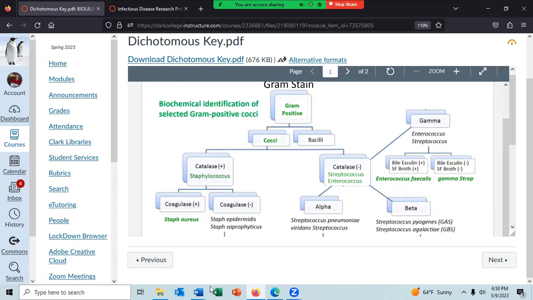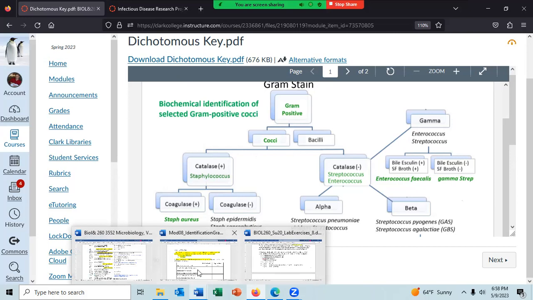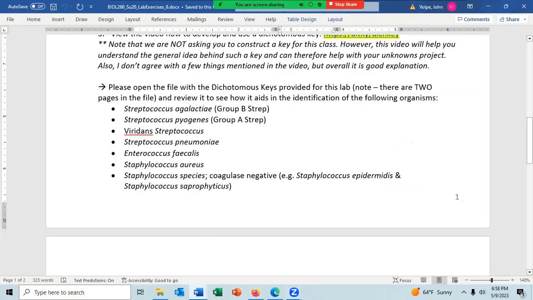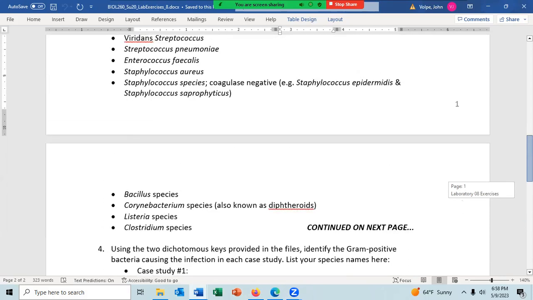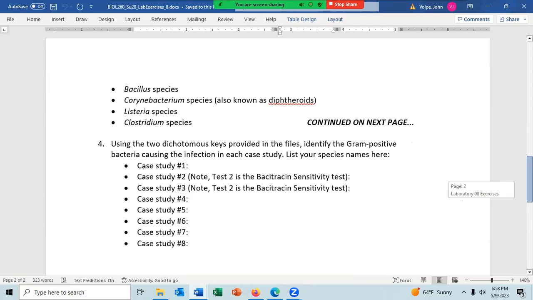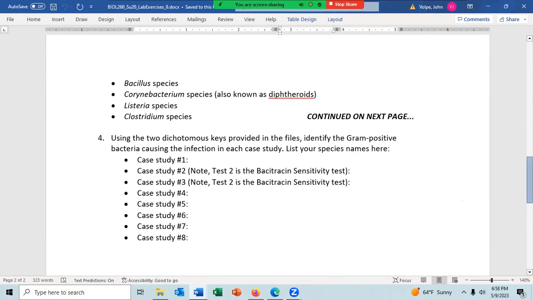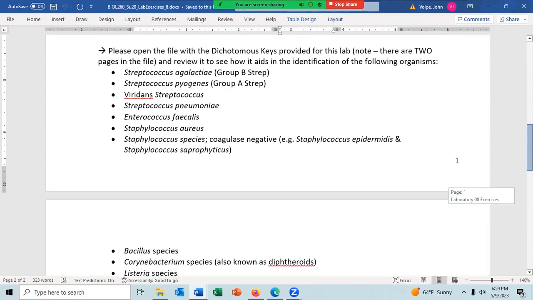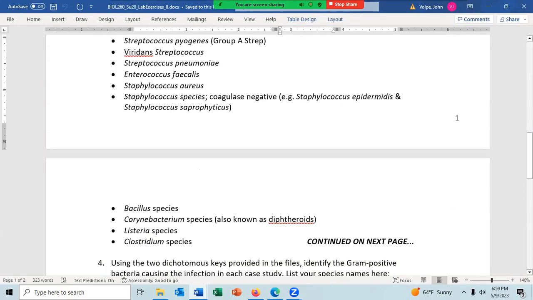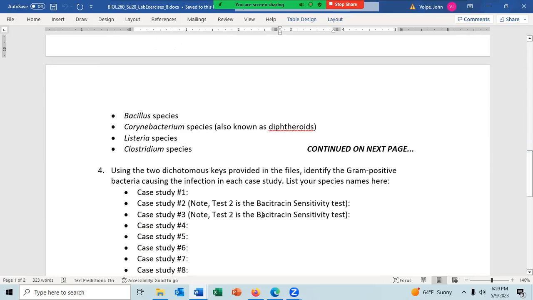All right, let's return to the worksheet. So then go through the case studies and list what your results are that are given to you. And where do you write the results down here? Oh, these are what the organisms are going to be. Yeah, you'll need a separate piece of paper to write your results down and then identify the case studies. Let's go through the case study.